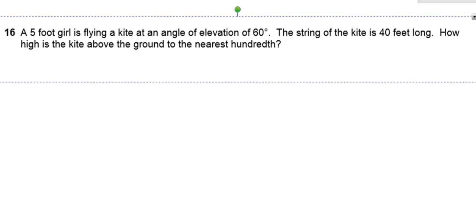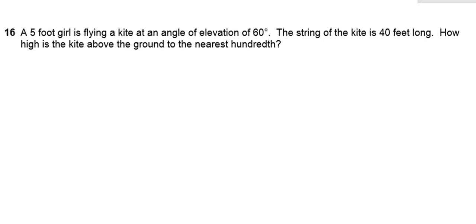A five-foot tall girl is flying a kite at an angle of elevation of 60 degrees. The string of the kite is 40 feet long. How high is the kite above the ground to the nearest 100? So we've got the girl, with a kite string that is 40 feet long.